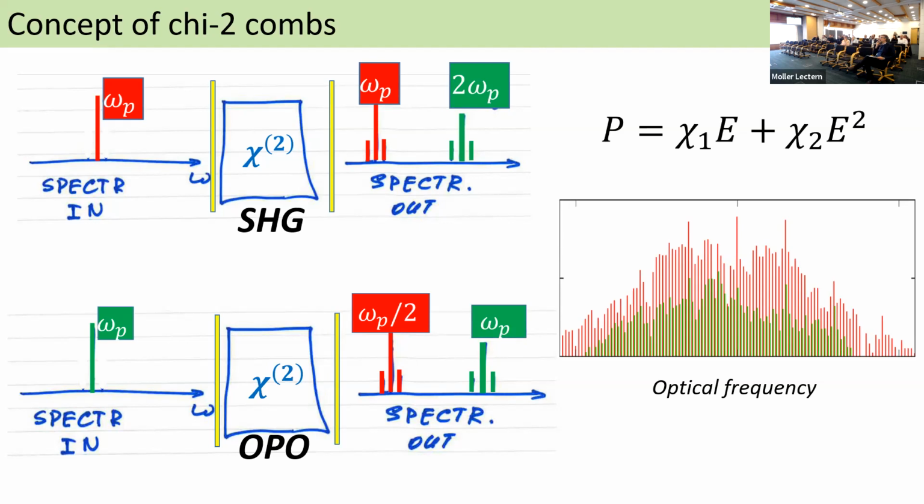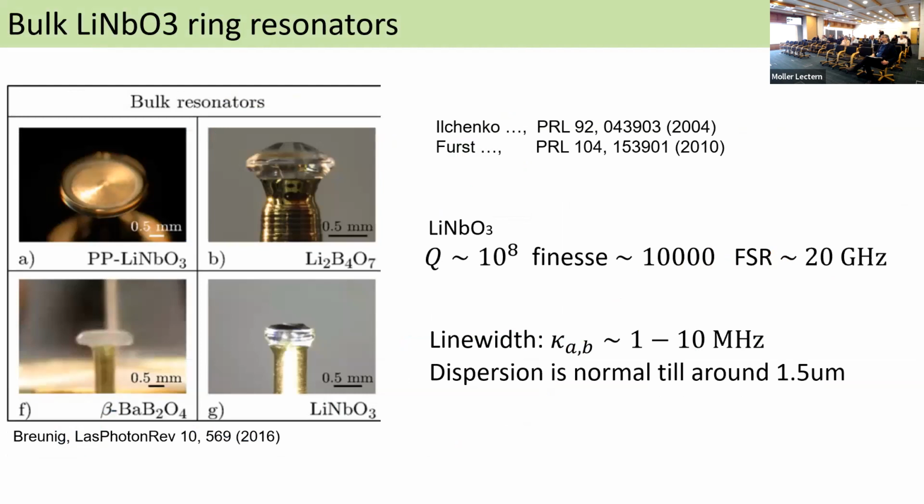And there can be parametric down conversion when you come with omega p. I always use this red and green, and you down convert. So you have a comb generated around your pump and a comb generated around the half frequency. This is half harmonic generation or an optical parametric oscillator arrangement, right? And that's how the comb looks. So there is a red comb and there is a green comb. So these are the two color combs I'm going to describe.